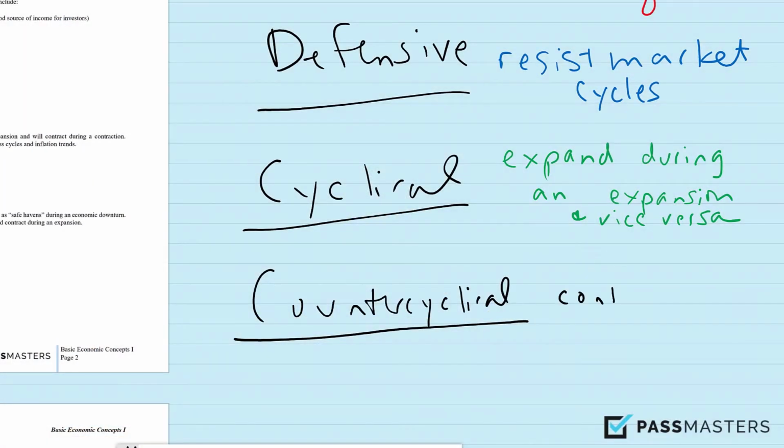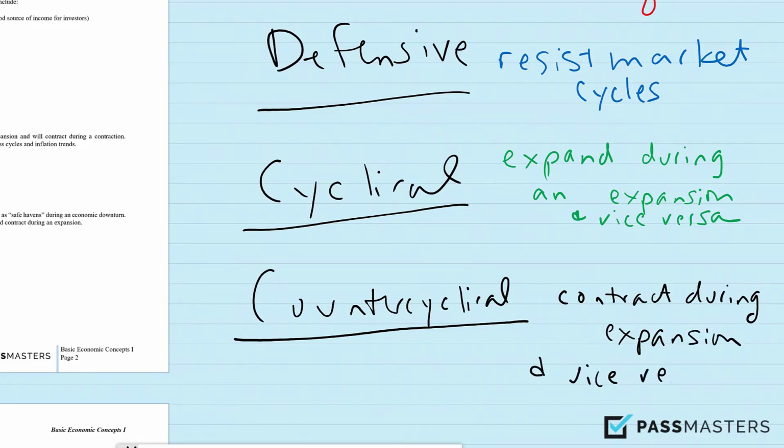The last type of industry is counter-cyclical. Counter-cyclical industries contract during an expansion, the opposite of cyclical, and expand during a contraction. The best examples of counter-cyclical industries are gold and mining stocks.